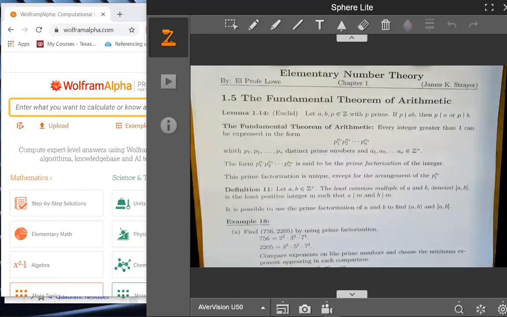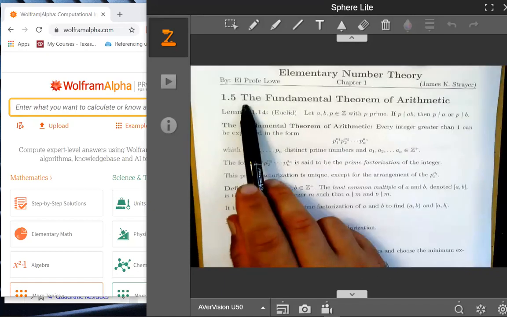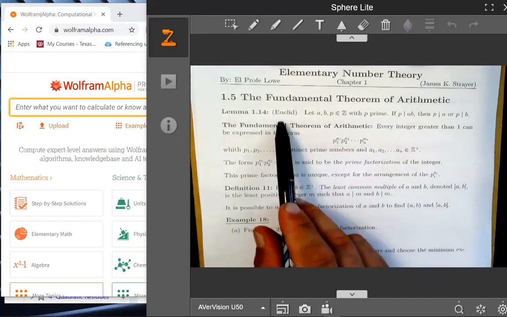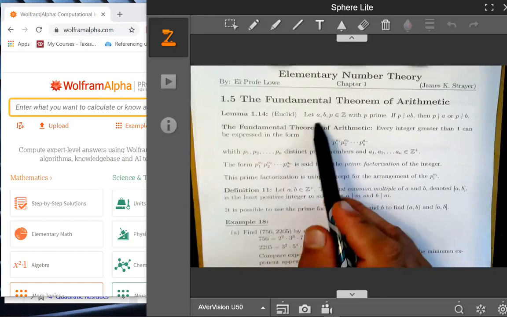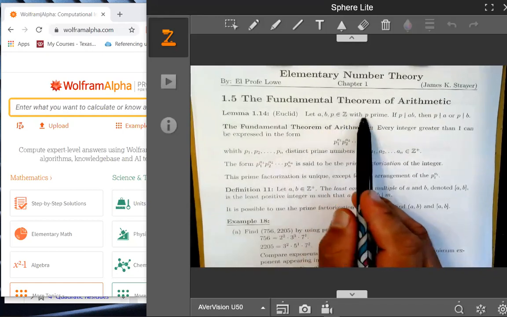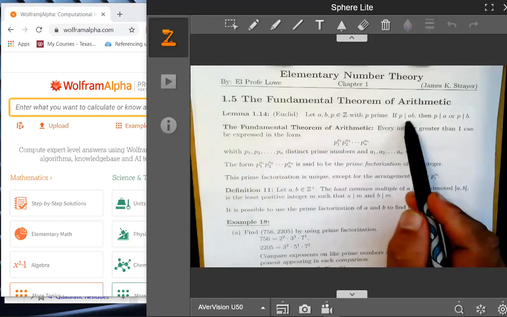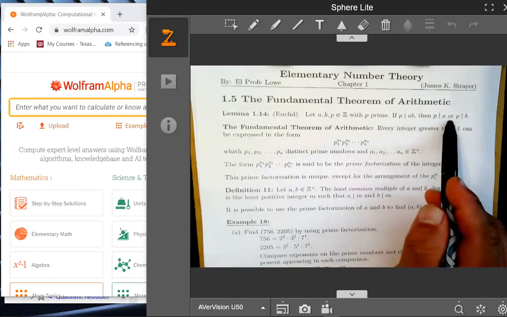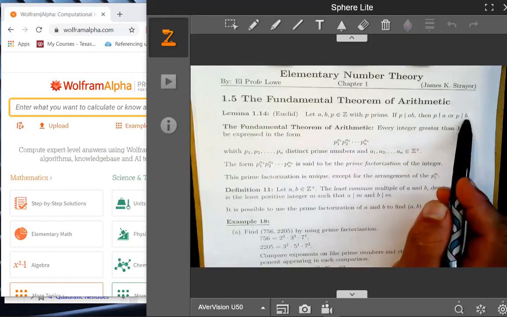Strayer as a reference. Looking at the fundamental theorem of arithmetic, we have Euclid's lemma that says that if a, b, and p are integers, where p is prime, then if p divides a times b, then p divides a or p divides b, okay?